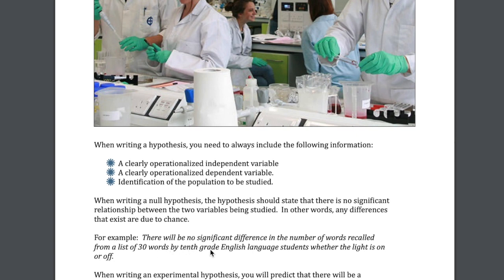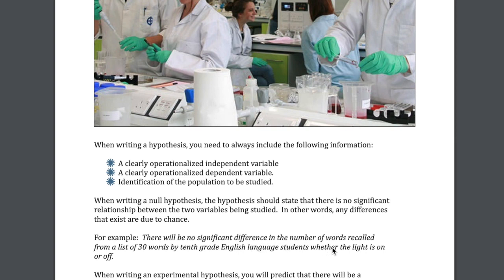So here we can see the identification of the population, 10th grade English language students. A really common error in IAs for students is that they don't put the population to be studied in their null hypothesis. And here we see light is on or light is off. So this is controlled by the researcher. So it's the independent variable because the researcher is deciding who is in the group with the light on and who is in the group with the light off.